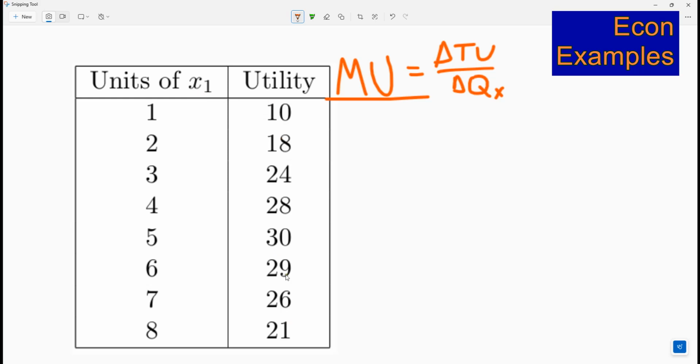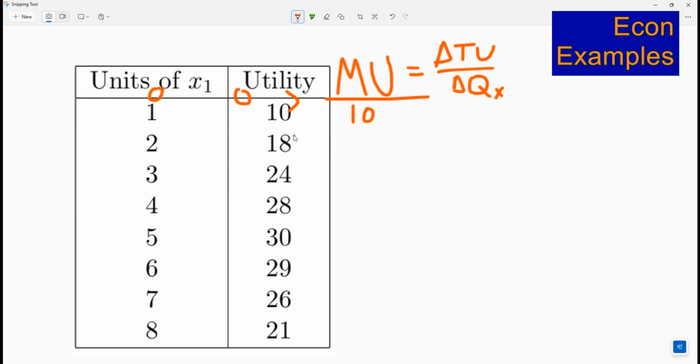So let's calculate this as a table. You might hear these numbers referred to as utils or bennies. It just stands for units of utility or units of benefit. First thing to recognize is that it is possible to have no units of good X and then you'd have no utility. So the additional utility of the first unit is 10 because we went from 0 to 10.